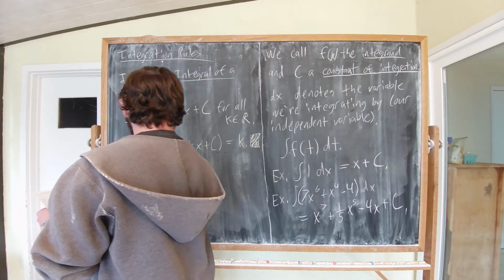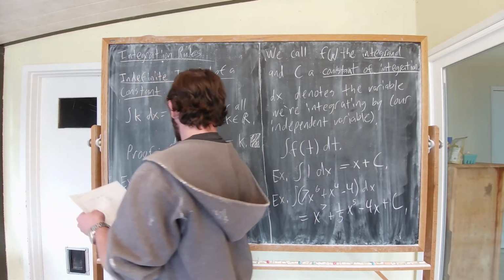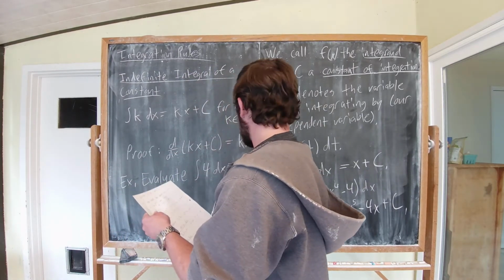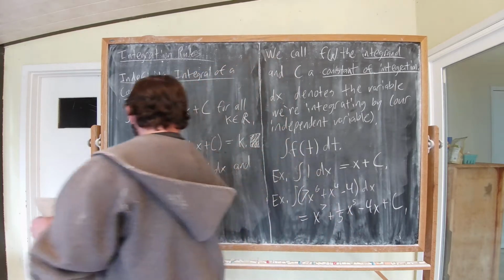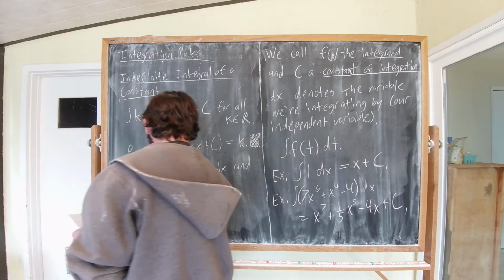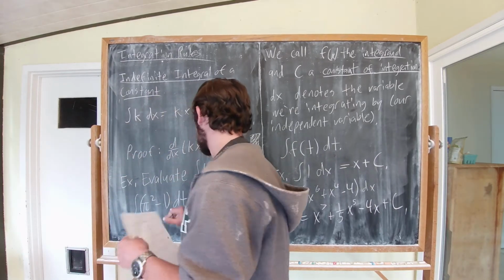So let's evaluate a couple of integrals. Integrate 4 with respect to x, and pi squared minus 1 dt.